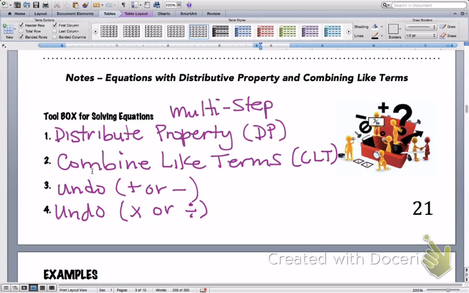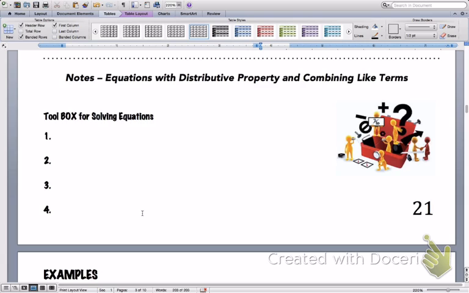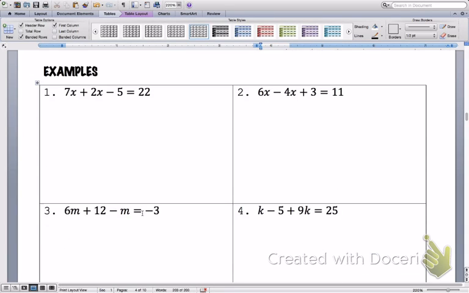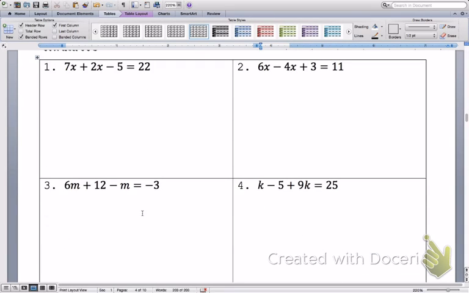So let's go ahead and keep it going. Let's go ahead and get into our examples now. So example number 1, we have the following. We have 7x plus 2x minus 5 equals 22. So in this case, there's no distributive property, but I can combine like terms. In this case, the 7x and 2x both have an x term, so we can combine them so we get 9x. Bring down our 5, bring down the 22.